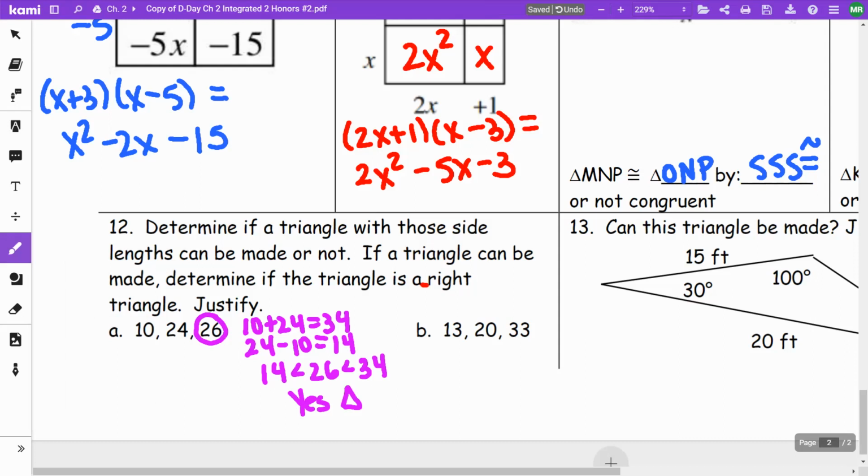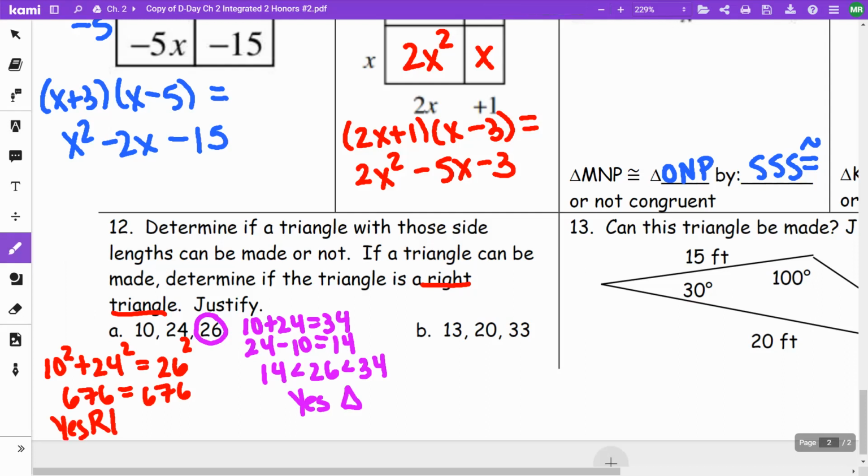Then if it is a triangle, they want us to see if it's a right triangle. So now I'm going to be looking at right triangle. So I'm going to go leg squared plus leg squared equals hypotenuse squared. Hypotenuse is always the bigger side. And so when I work that out, let's see, 10 squared plus 24 squared is 676. When I do 26 squared, I get 676. So yes, it is a right triangle.